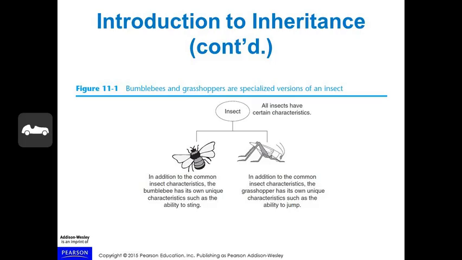So both bumblebees and grasshoppers are insects. So they share the same common characteristics of insects, like they all have 6 legs. And in addition to these common insect characteristics, the bumblebees can sting, which is its unique characteristic. Grasshoppers can jump, which is the grasshopper's unique characteristic. And this relationship between the insect and these two specialized versions of insect is what we call inheritance.